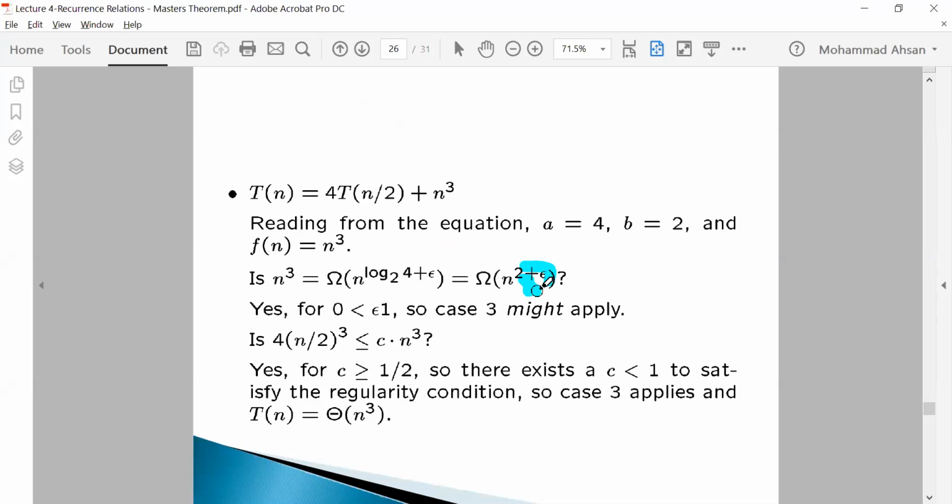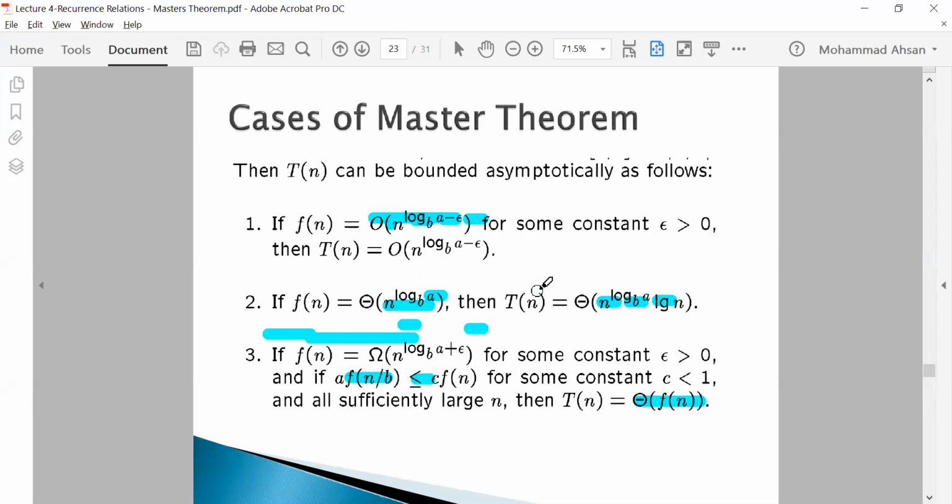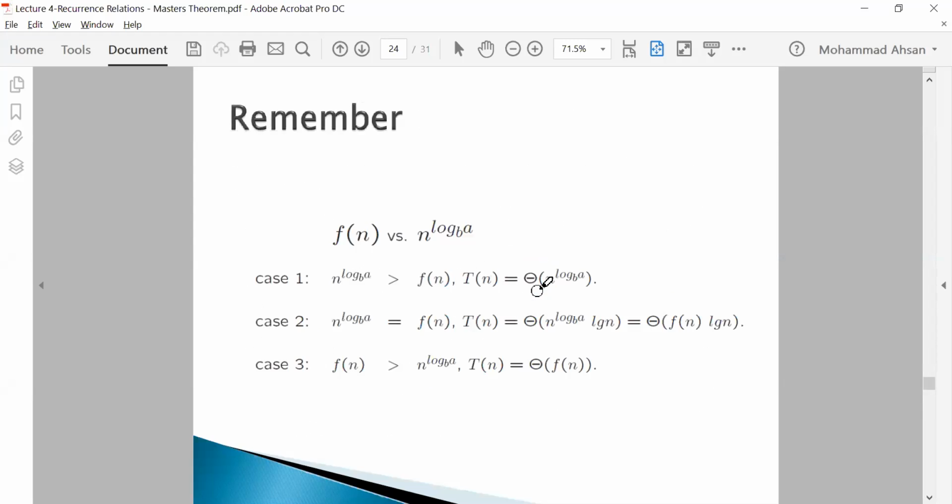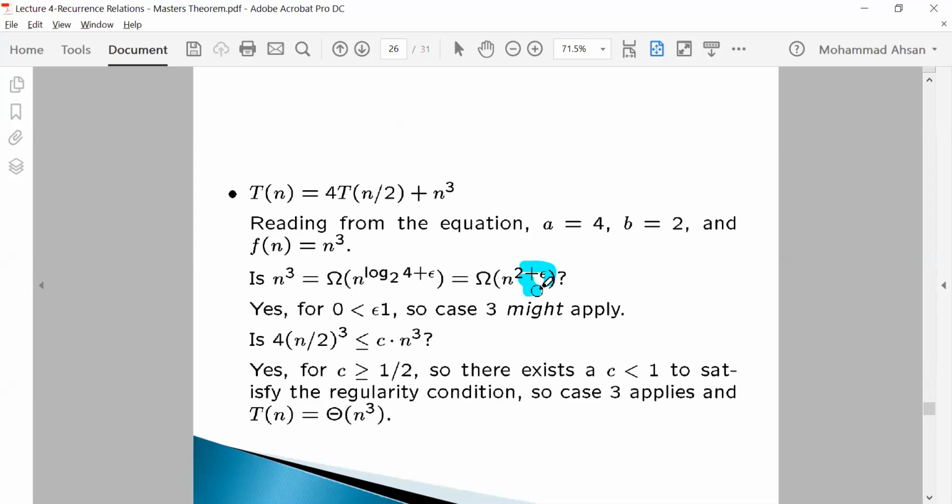So case 3 needs another equation to check, which is a into f of n by b, which they're doing here. A is 4, n by b is n by 2, cubed. Is it less than or equal to c into n cube for some c less than 1? So you get 1 by 2 on the left hand side. So you choose a constant c which is less than 1, which makes this equation true, and you'll get T(n) is equal to theta n cube.